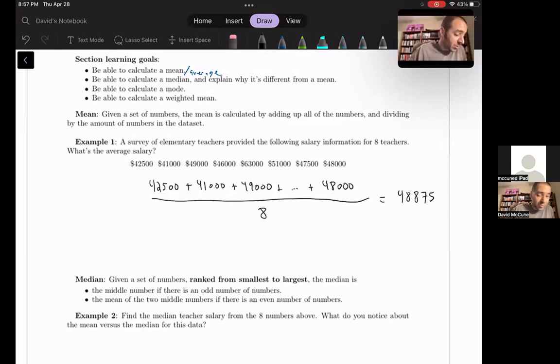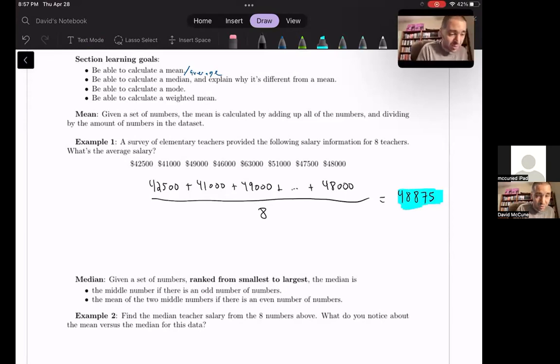So again, why would you report that number? You're trying to communicate something about what a typical teacher makes in this data set. So for these 8 teachers, you're basically saying this is kind of like the middle number, the typical outcome, the central salary, something like that. So on average, among these 8 teachers, the average salary is close to $50,000. So that's the idea of an average.